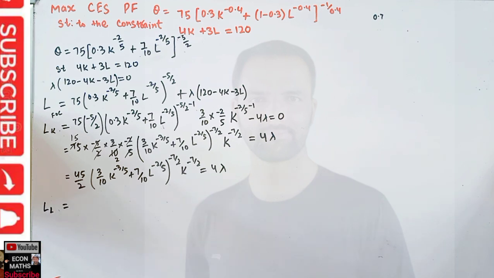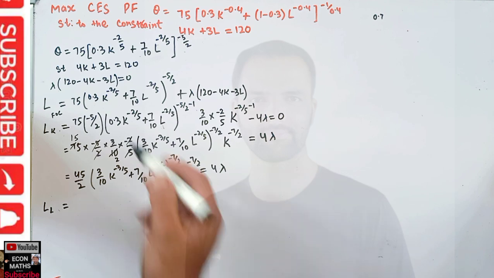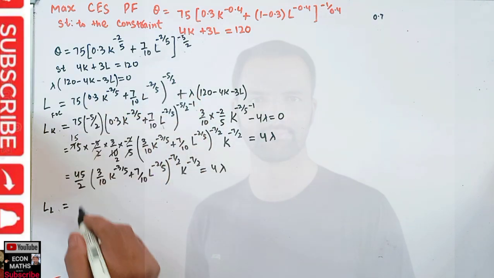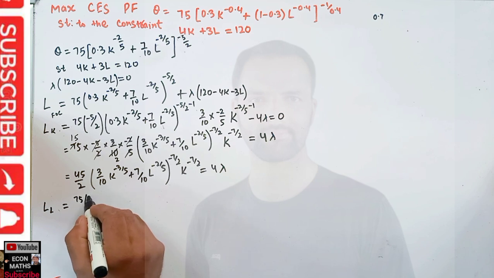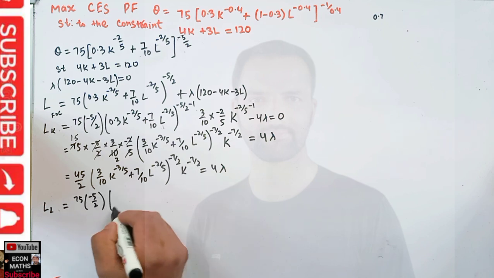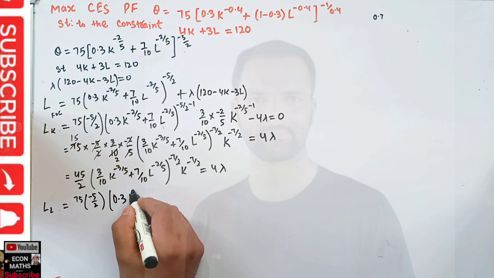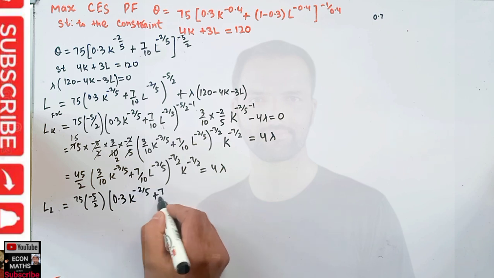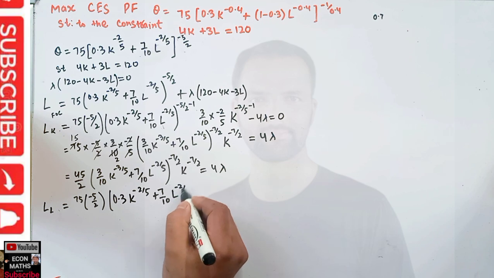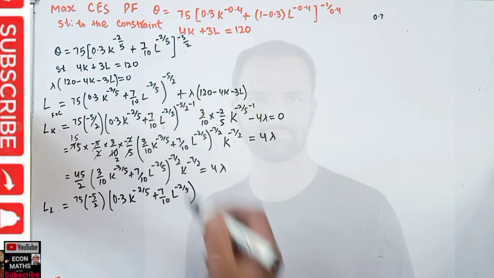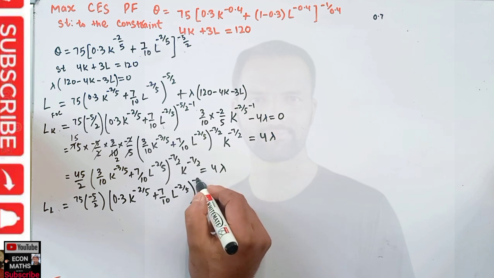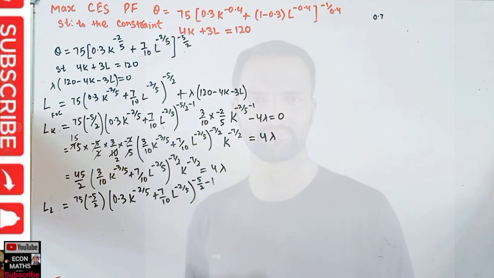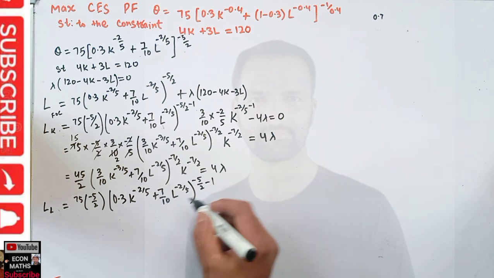Now if we differentiate with respect to L, what will be our answer? First thing is same, this exponent will become coefficient, so we have 75 into minus 5 upon 2, then we have 0.3 k to the power minus 2 upon 5 plus 7 upon 10 L to the power minus 2 upon 5, this will remain same, and this exponent will be subtracted by 1 by the power function rule, so we have minus 5 upon 2 minus 1. Now we need to internally differentiate with respect to L.